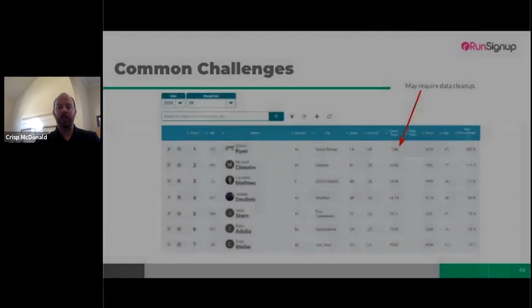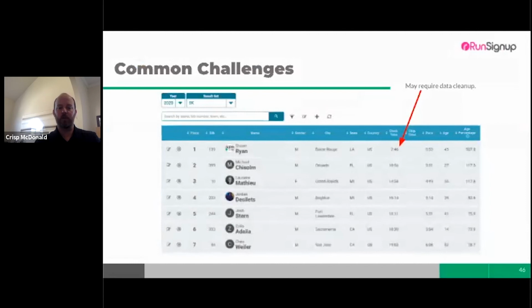So the other thing, with some common challenges with those virtual user submitted results, is it might require data cleanup. So you can see on this, the first place person obviously didn't run that time. So you can either have things set up so everything has to be approved, or you can set it up so that you have time limits that people have to stay in between. But normally your timer is doing this, and if you're managing all of your virtual results, then you need to.